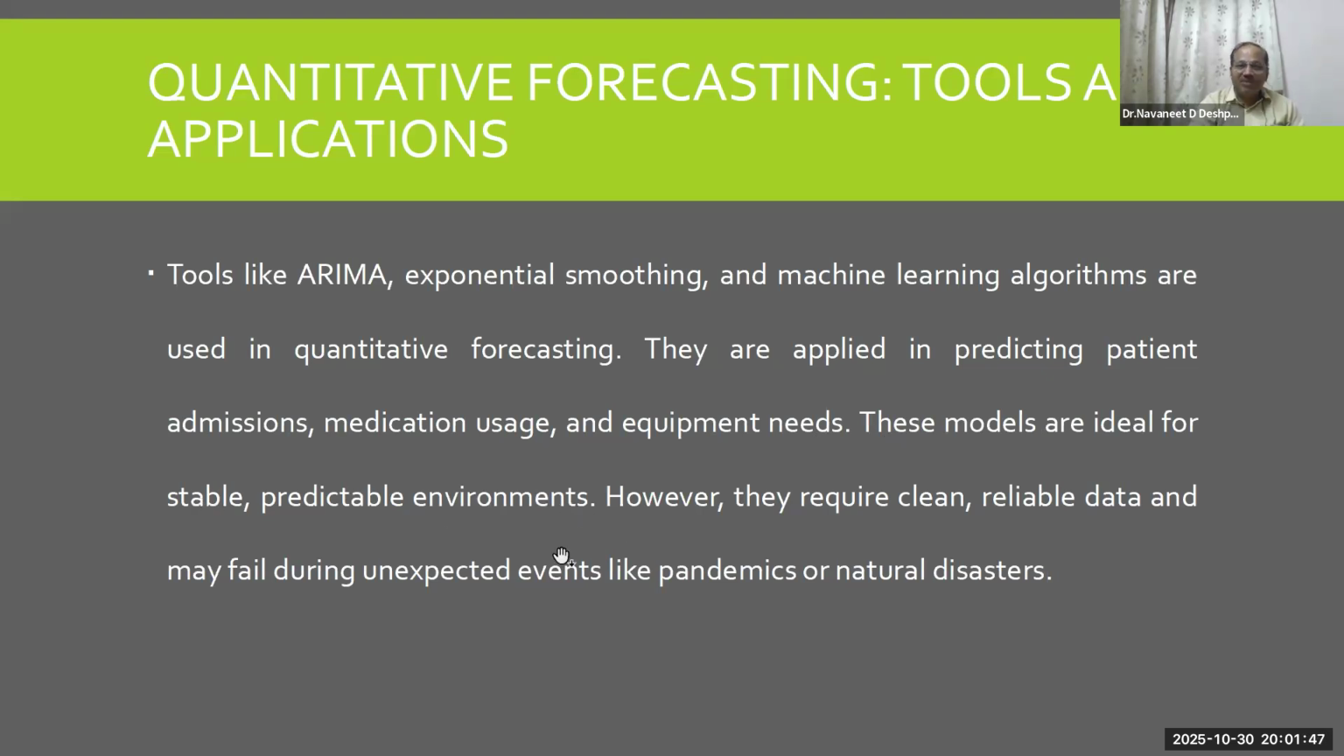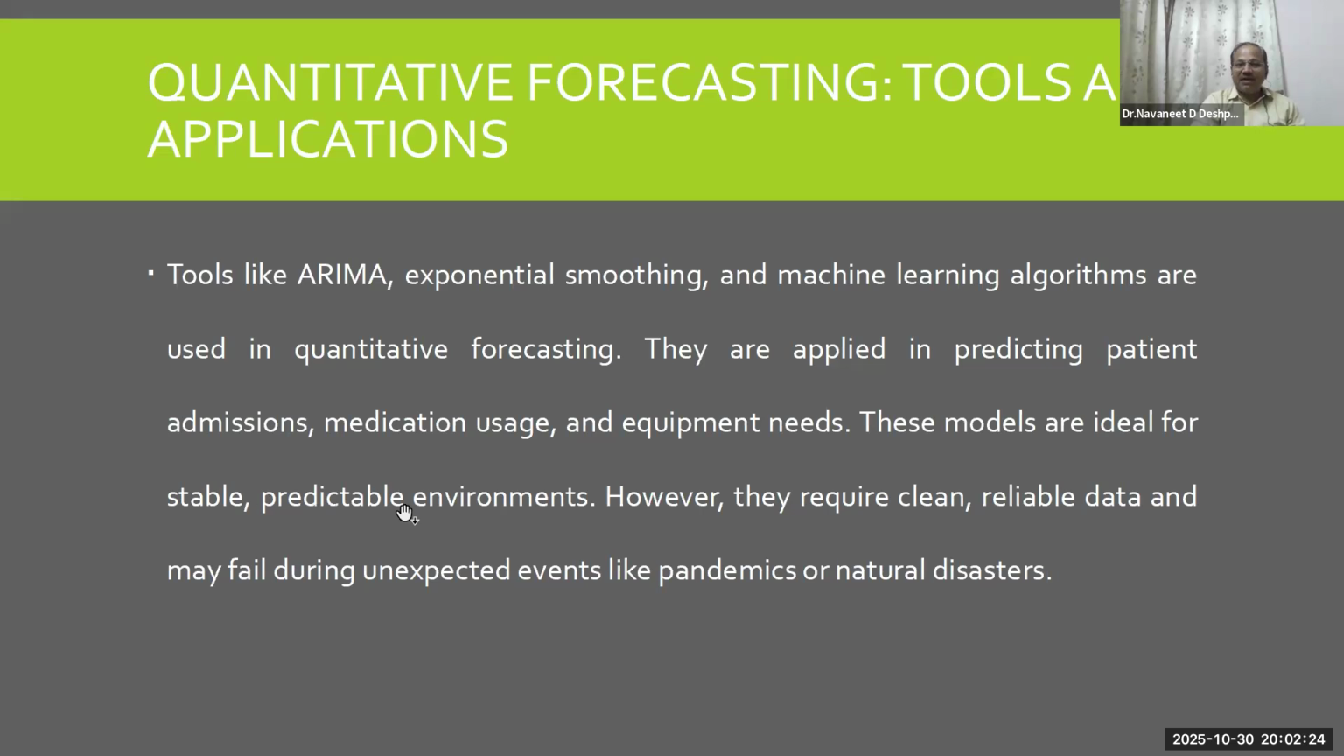So in order to create stability, otherwise everybody will have a lot of anxiety, because the hospital area is such that everybody is anxious and nobody knows what to do. So that's the whole issue. So one should always be able to understand quantitative forecasting tools and applications: ARIMA, exponential smoothing, and machine learning. However, they require cleaning of the data, because some data are missing and some are not reliable, so they may fail during an unexpected pandemic. So we cannot apply the same thing as a general solution during pandemics and natural disasters.